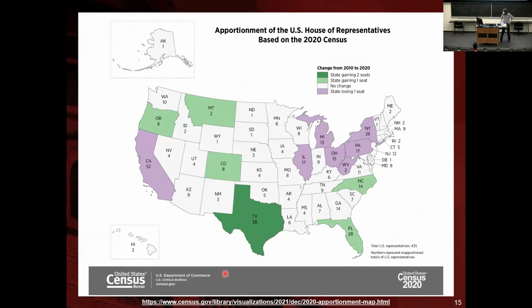And this is the apportionment of the US House of Representatives based on the 2020 census. Because proportionally the Texas population has been increasing faster than in other states in the US, Texas gained 2 seats in the House of Representatives. Some other states gained 1 seat. The states in white did not gain any. And the ones in light purple lost 1 seat, right? Exactly because their population decreased in size between 2010 and 2020, okay?